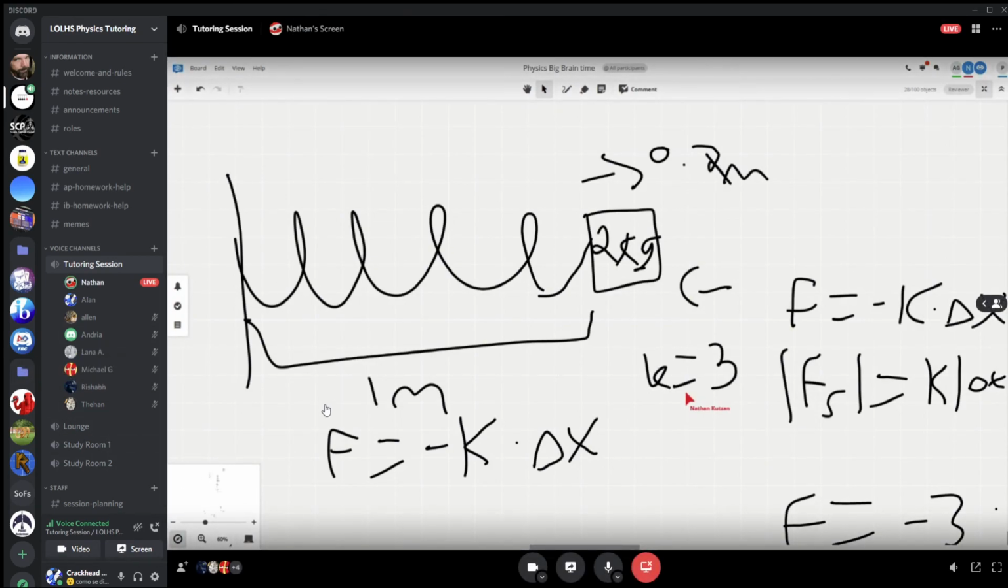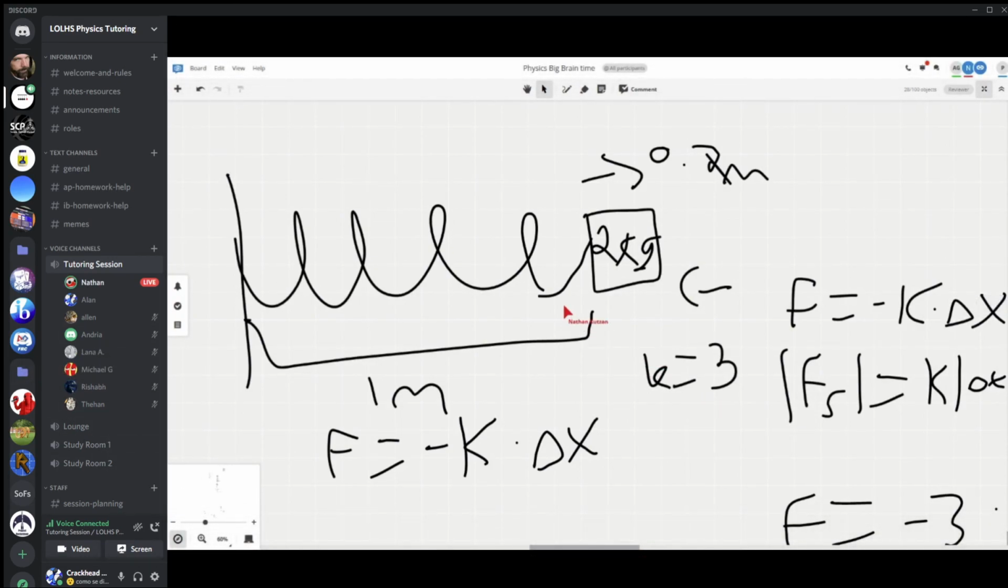But anyway, to continue. So now we know that the spring is essentially exerting a force on the cube this way that is 0.6 newtons, right? And I took out the negative because the negative implies direction, so I just added a direction, so I don't need to say it's negative anymore. So now we have a 2 kilogram object, and we know the force on it is 0.6 newtons. So how can we get acceleration? Any guesses?